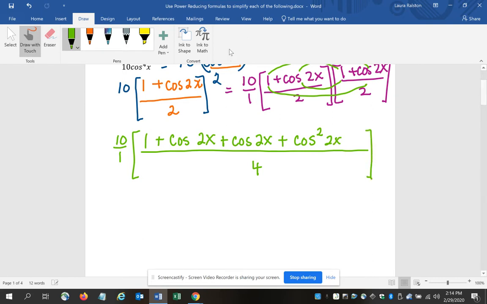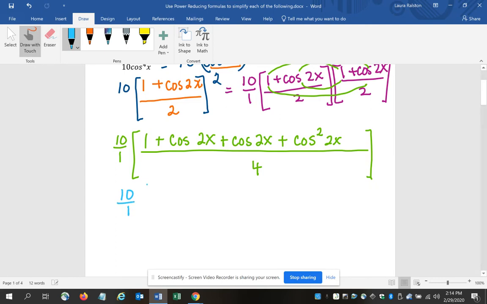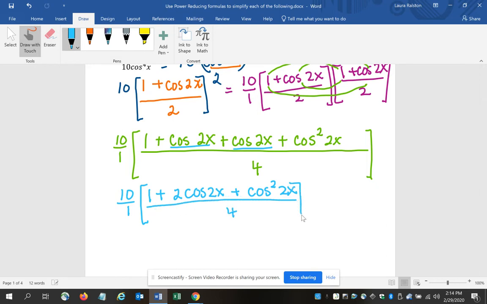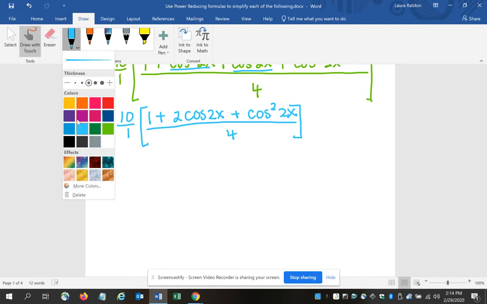And again, at that point, I'm going to do some good old basic algebra, and I'm going to combine like terms. So I have 10 over 1, 1 plus cosine 2x plus cosine 2x is 2 cosine 2x plus cosine squared 2x, and that's all over 4. Okay, then I'm going to distribute the 10. Okay, one little step at a time. It may help you to use colored pencils. You see that I'm doing it in color, so that may help you.